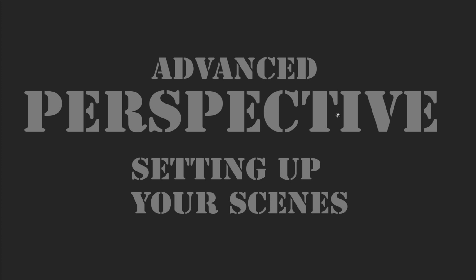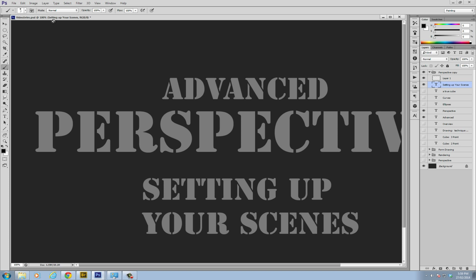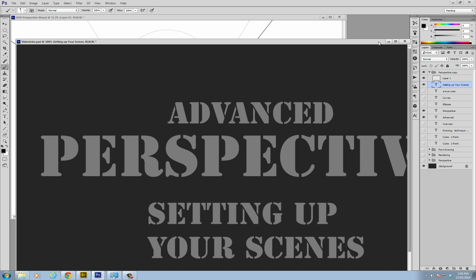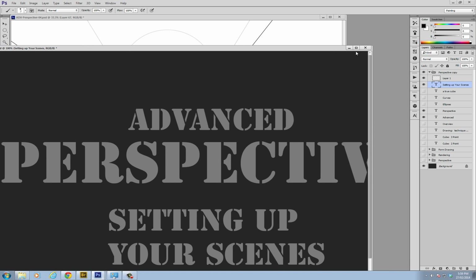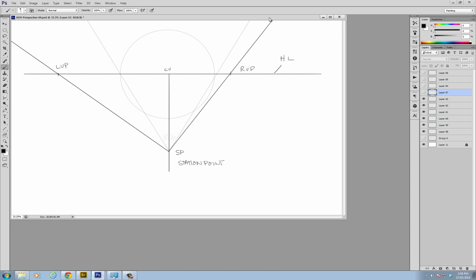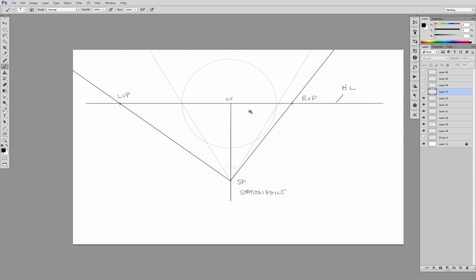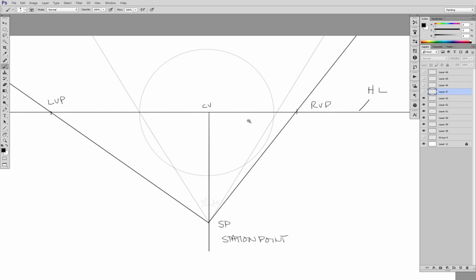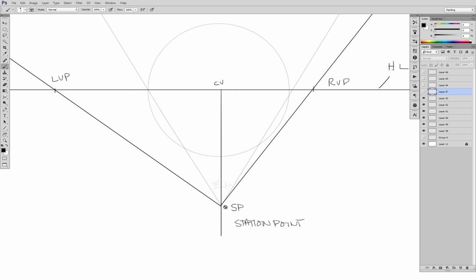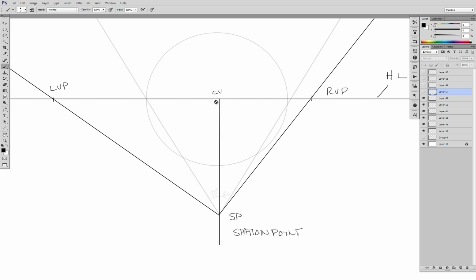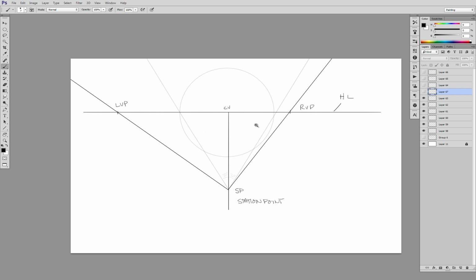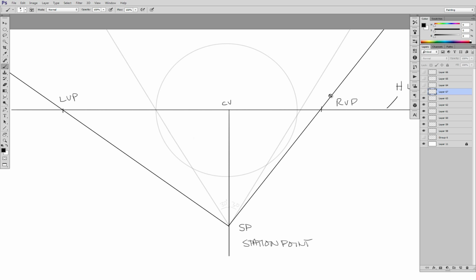Let's talk about setting up your scene and creating basically the right perspective grid and how to think about this. So we've talked about these extra concepts such as your station point, your stationary point, the center of vision, and sort of how these affect what happens when we've got 2-point perspective going on.